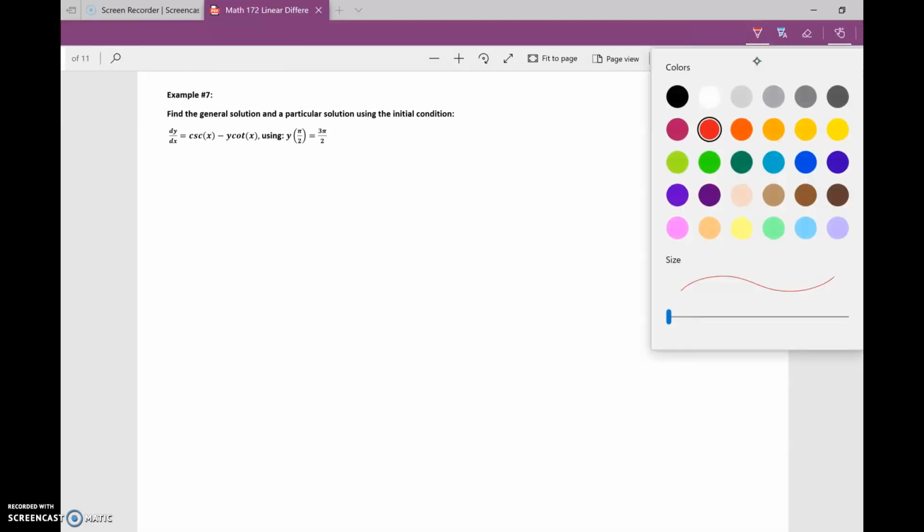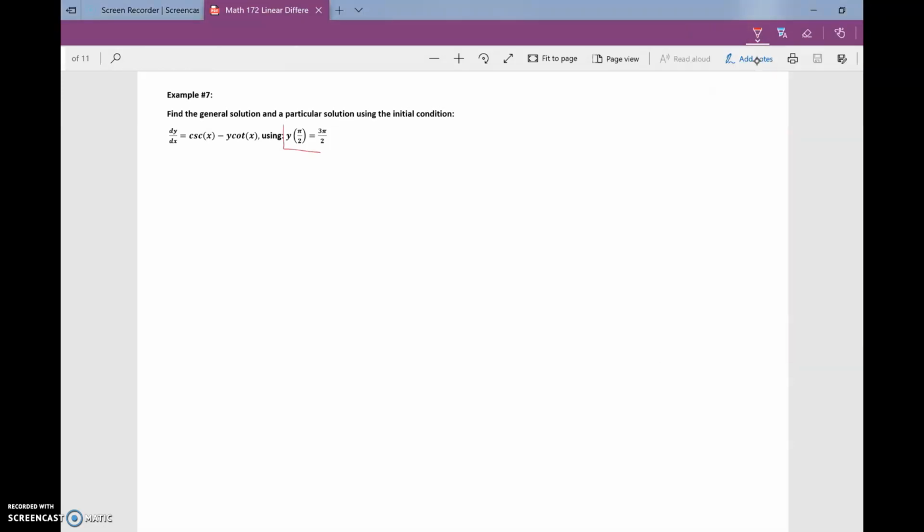Hi class, let's take a look at another initial value problem. The actual equation that we're given is linear, but not in the proper form. So what I'm going to do is add plus y cotangent of x to both sides, and this is going to put it in technically standard form.